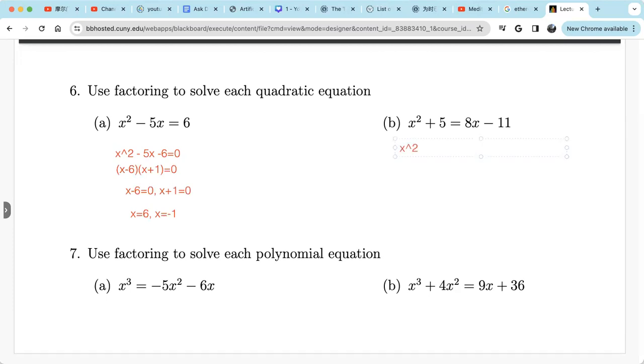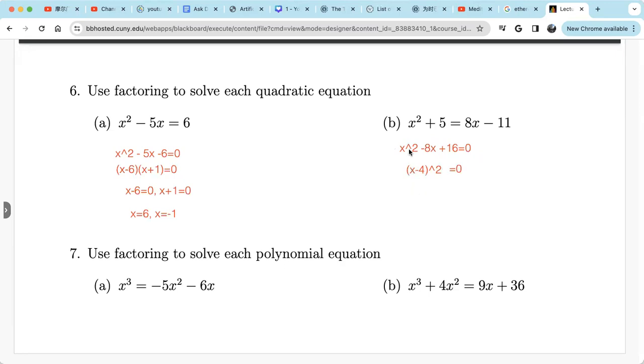So let's see, B we have x squared minus ax, because if we move ax from the right hand side to the left, it becomes negative. Then we move negative 11 to the left hand side, becomes positive. So 5 plus 11, that's 16, equals 0. Well, we see this is a perfect square. So that's x minus 4 squared, right? Equals 0.